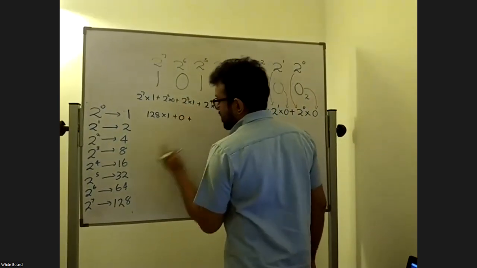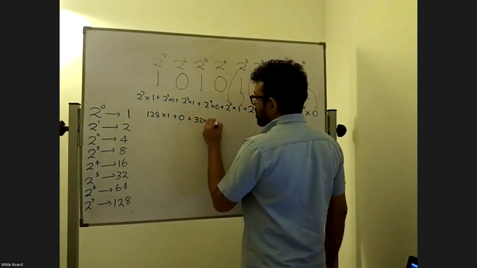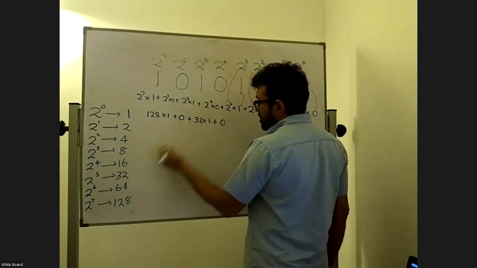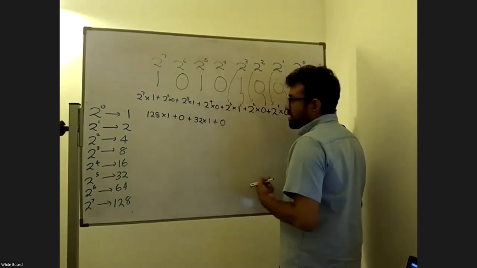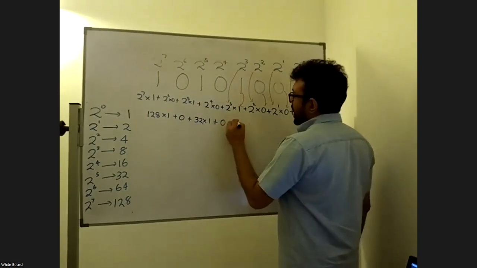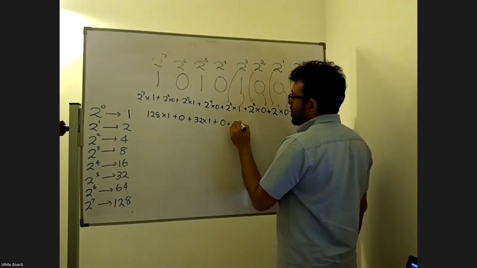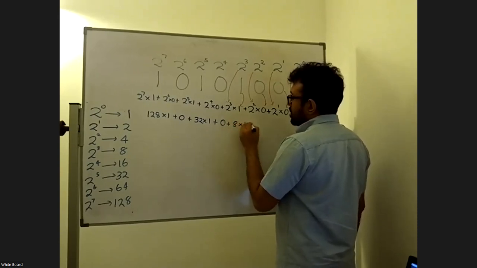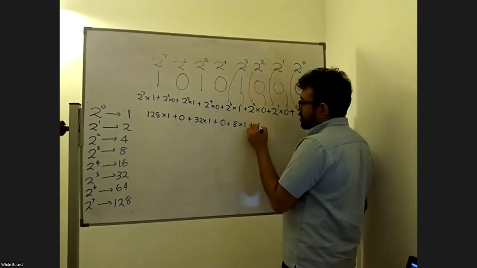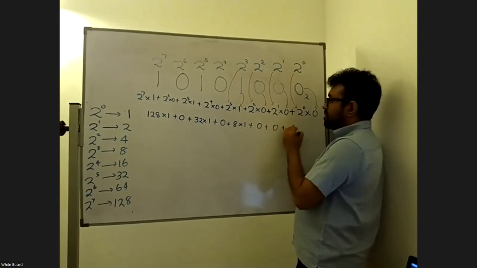2 to the power 5 is going to be 32. So 32 multiplied by 1. 2 to the power 4 is going to be 16, but we multiply it by 0, so it is going to be 0. 2 to the power 3 is going to be 8. Then you multiply it by 1. So 2 to the power 2 is going to be 4. You multiply it by 0, so you get 0. This is also going to be 0, and this is also going to be 0.